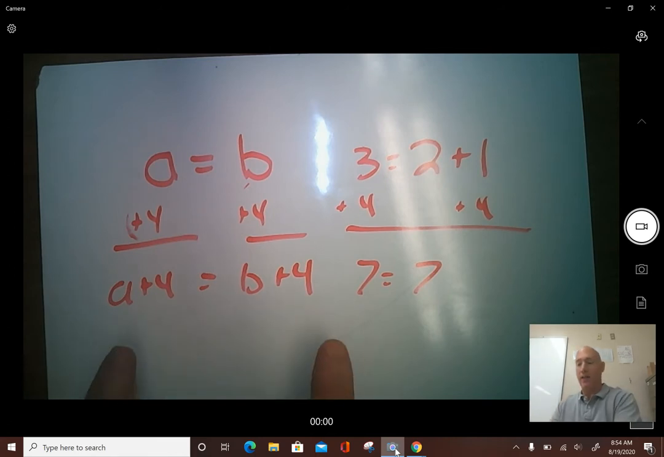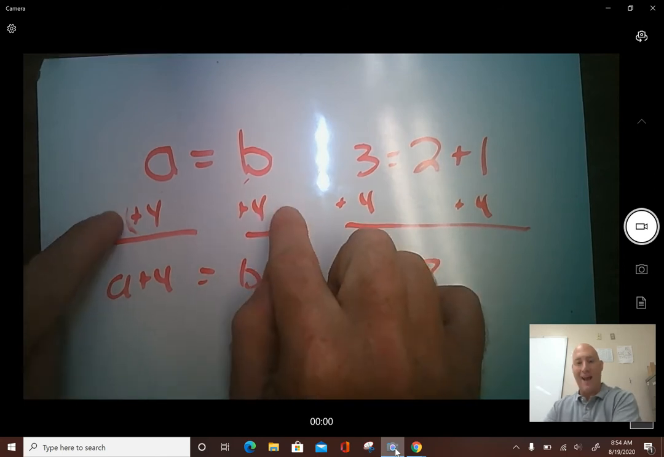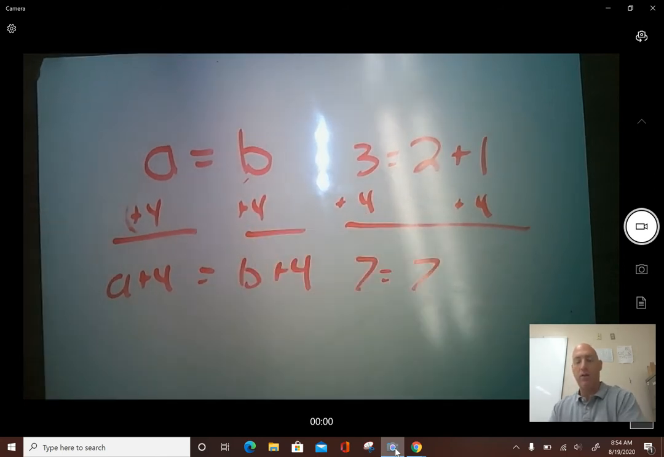In this case, it's the addition property of equality because what did we do? We added to both sides. So whenever you say I blank to both sides, you are in fact using a property of equality, and you are using that specific property of equality. And it goes on to subtraction.